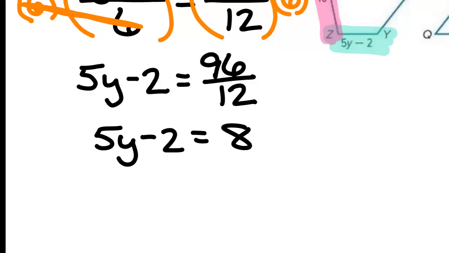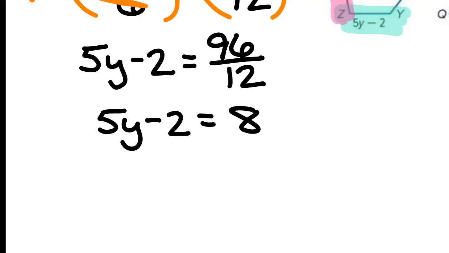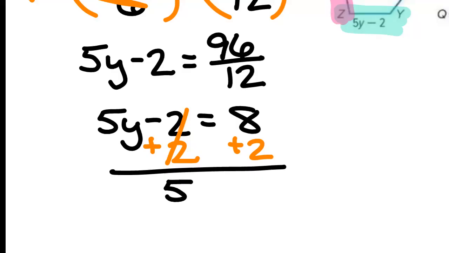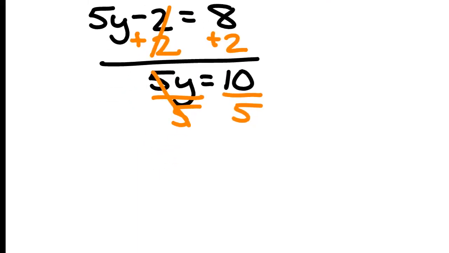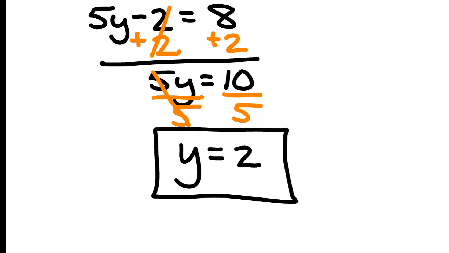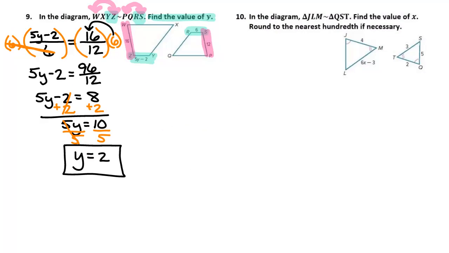Can you guys help me figure out where to go from here? What are we going to do? Add 2 to both sides. So that would give me 5y equals, not 98, we did 96 divided by 12. 10. Yes, 5y equals 10. Then we divide both sides by 5, and y has to be 2. Fantastic. Absolutely fantastic.